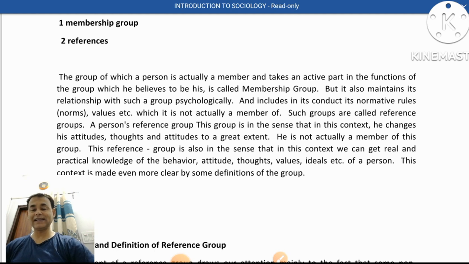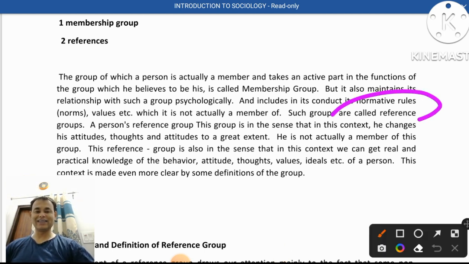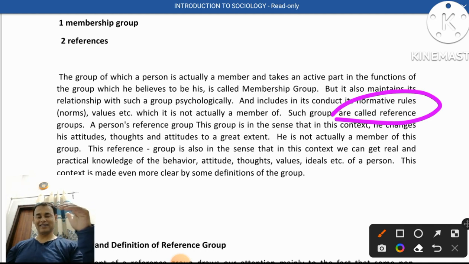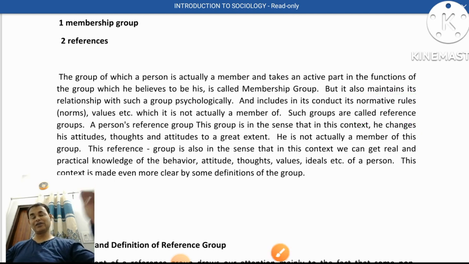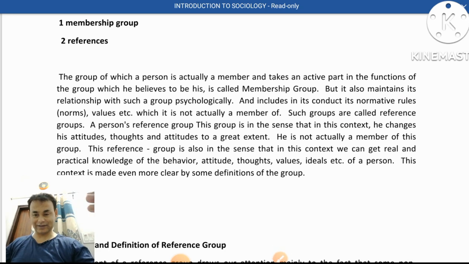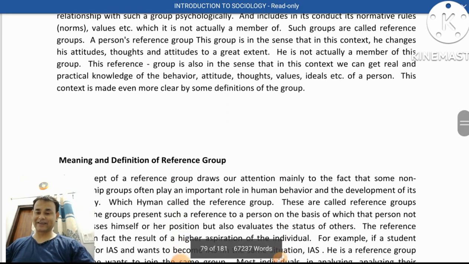But also maintain its relationship with such group psychologically and include in its conduct its normative rules, values, etc., of which he is not actually a member. Such groups are called reference groups. So we are members of a group, and psychologically we are associated with other groups and we want to become a member of that group. So that group becomes our reference group.